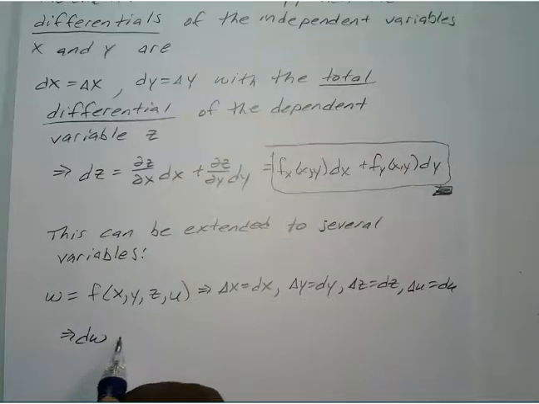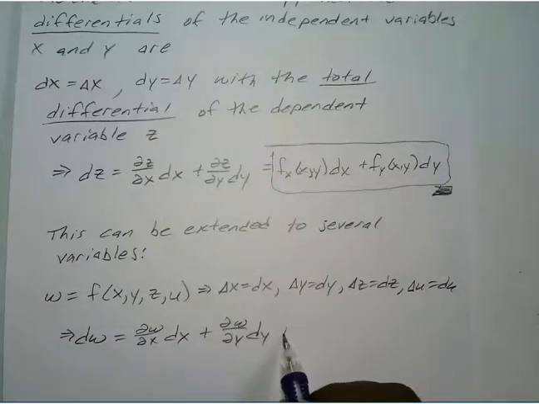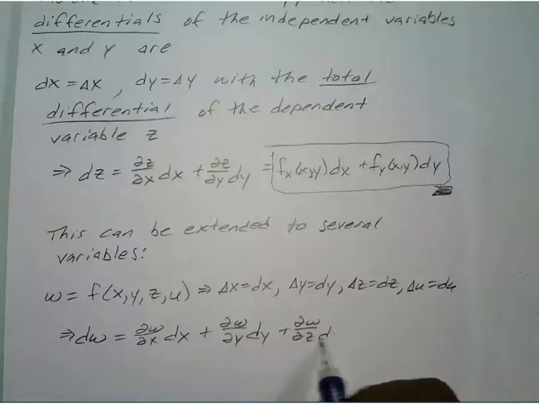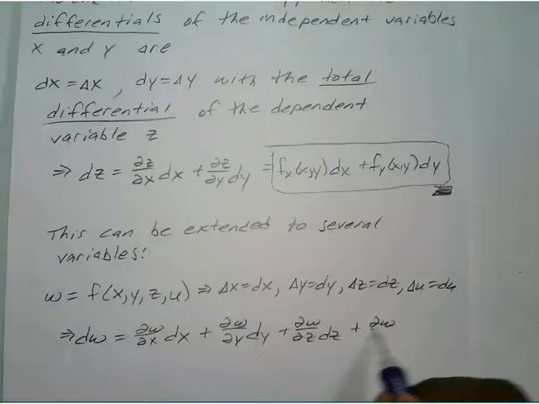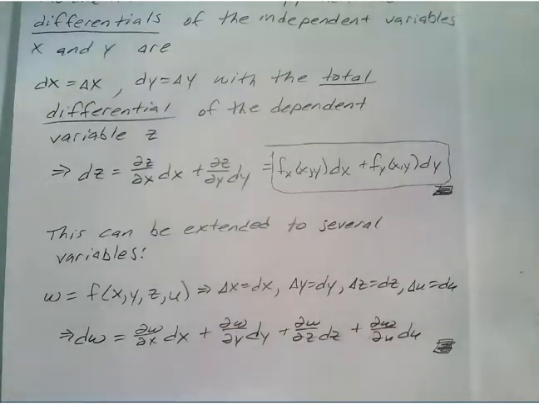That means our dw is equal to the partial w with respect to x dx plus partial w with respect to y dy plus partial w with respect to z dz plus partial w with respect to u du. Clean that up a little bit. Okay, so no matter how many independent variables you have, you can always create a total differential formula for it. Alright, so if you are still writing, feel free to press pause, but we're going to go ahead and move on to our first example.